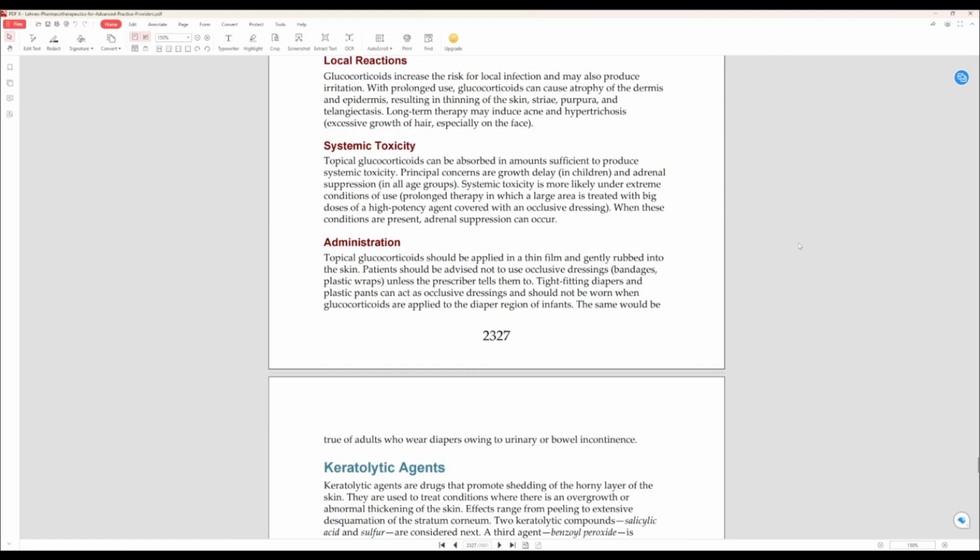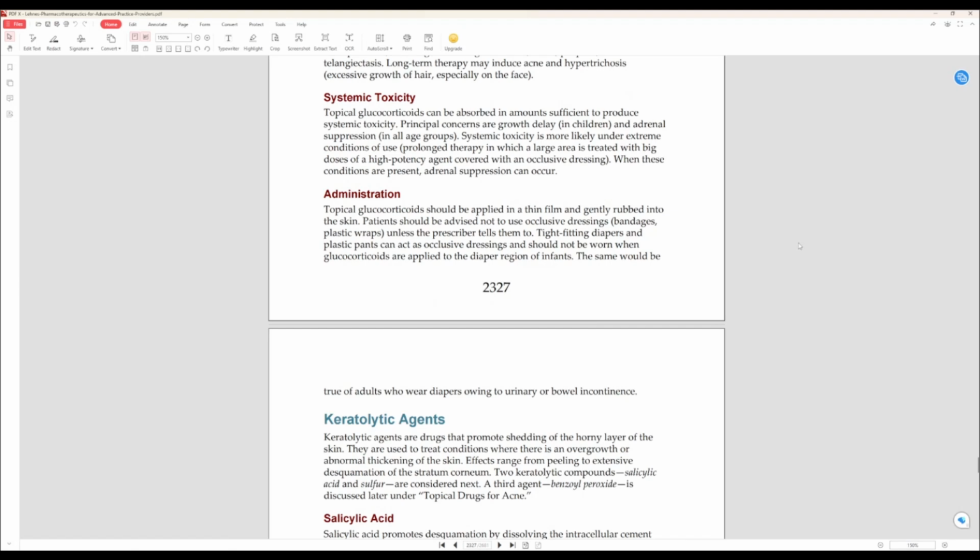Its administration. Topical glucocorticoids should be applied in a thin film and gently rubbed into the skin. Patients should be advised not to use occlusive dressings unless the prescriber tells them to. Tight-fitting diapers and plastic pants can act as an occlusive dressing and should not be worn when glucocorticoids are applied to the diaper region, for instance on infants. The same would be true of adults who wear diapers owing to urinary or bowel incontinence.